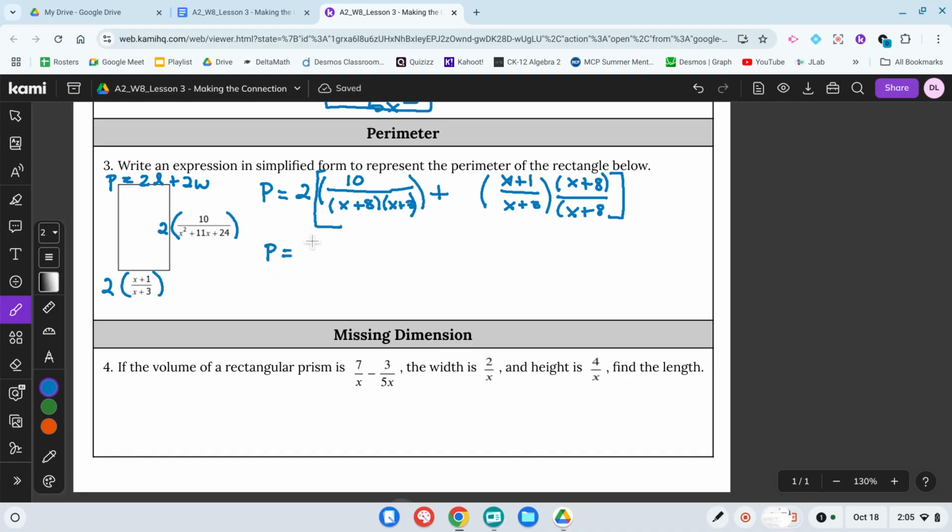So we can say 2 times, which means if we have a common denominator, we can just write this x plus 8 and x plus 3 once, just like we talked about when we added rational fractions. And then we'll combine our numerators. So this is going to be 10 plus x plus 1 times x plus 8. And let's close that bracket.